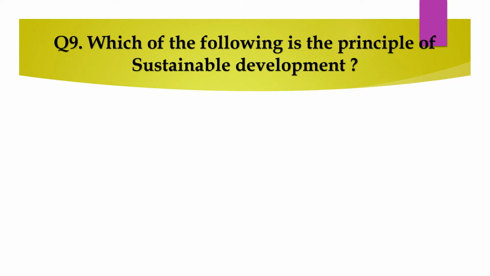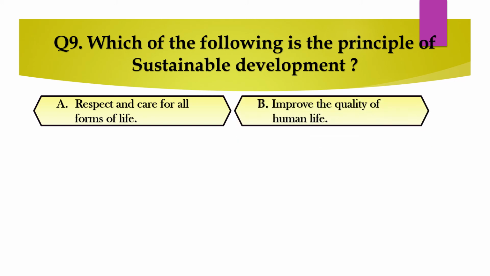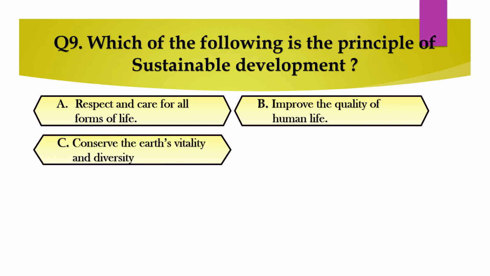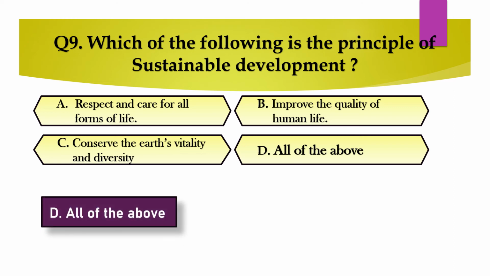Question 9. Which of the following is the principle of sustainable development? A. Respect and care for all forms of life. B. Improve the quality of human life. C. Conserve the earth's vitality and diversity. Or D. All of the above? It is D. All of the above.